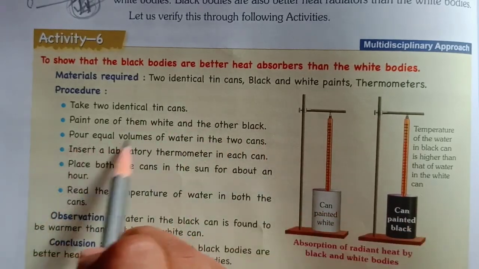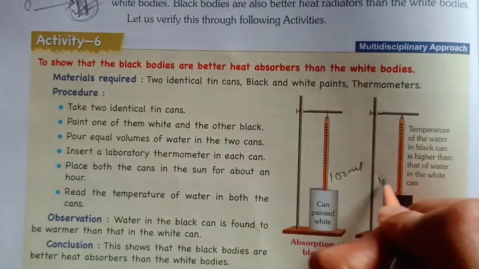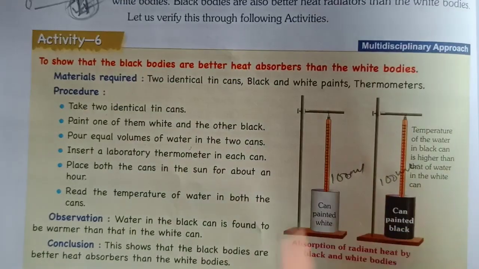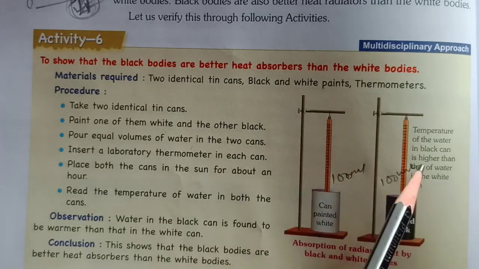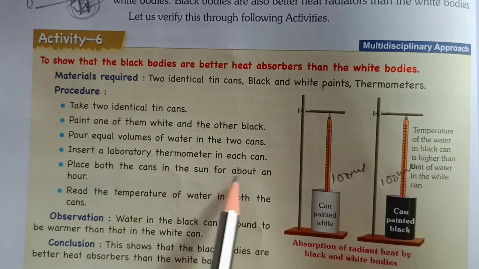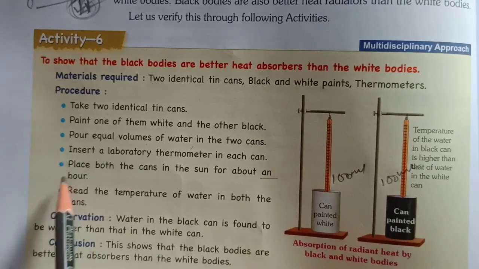Pour equal volume of water. Suppose in this we pour 100 ml of water, and this will also contain 100 ml of water. Both containers will have the same amount of water. Insert a laboratory thermometer, as we can see here. Place both the cans in the sun for about an hour, then read the temperature of the water. That means we will keep these two tin cans under the sun for one hour.